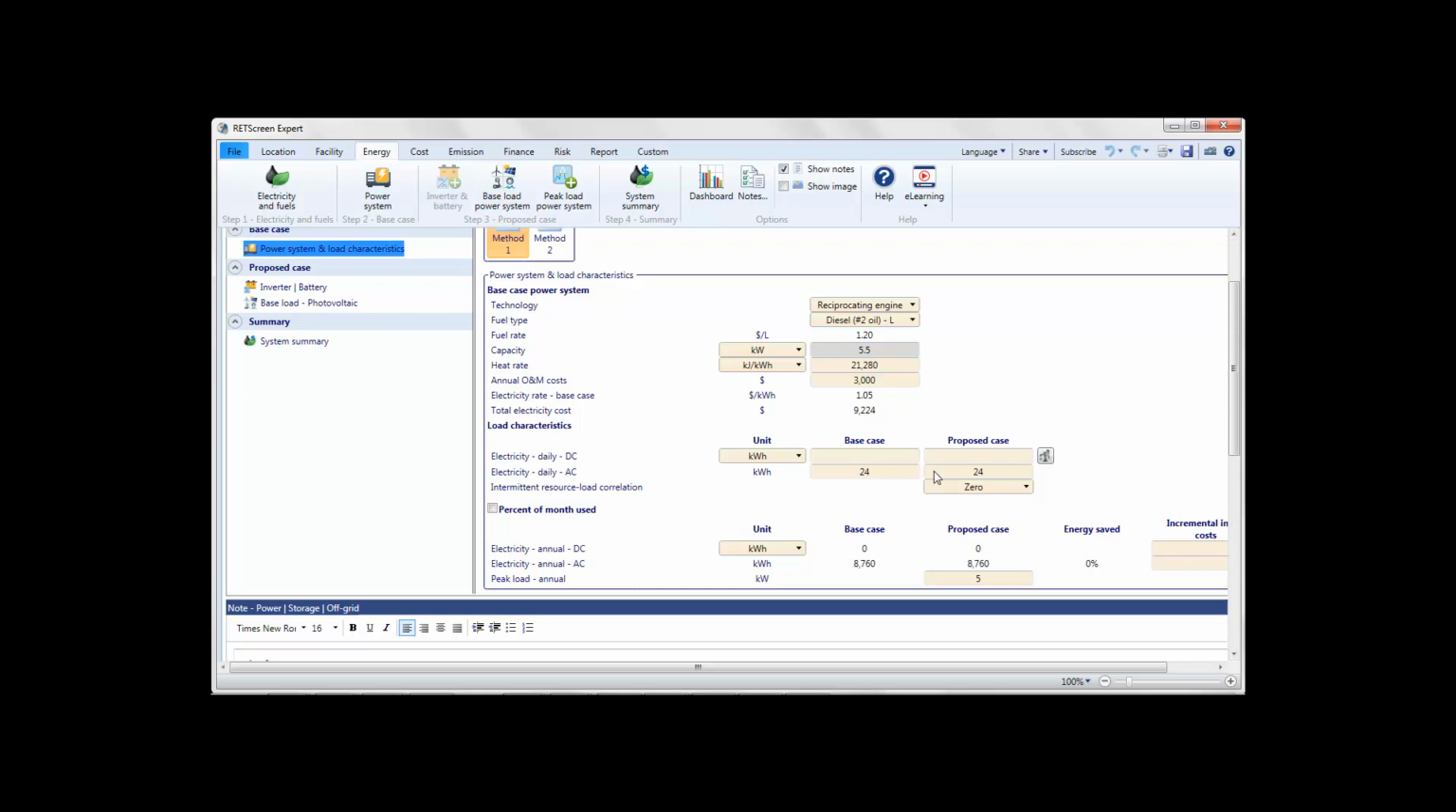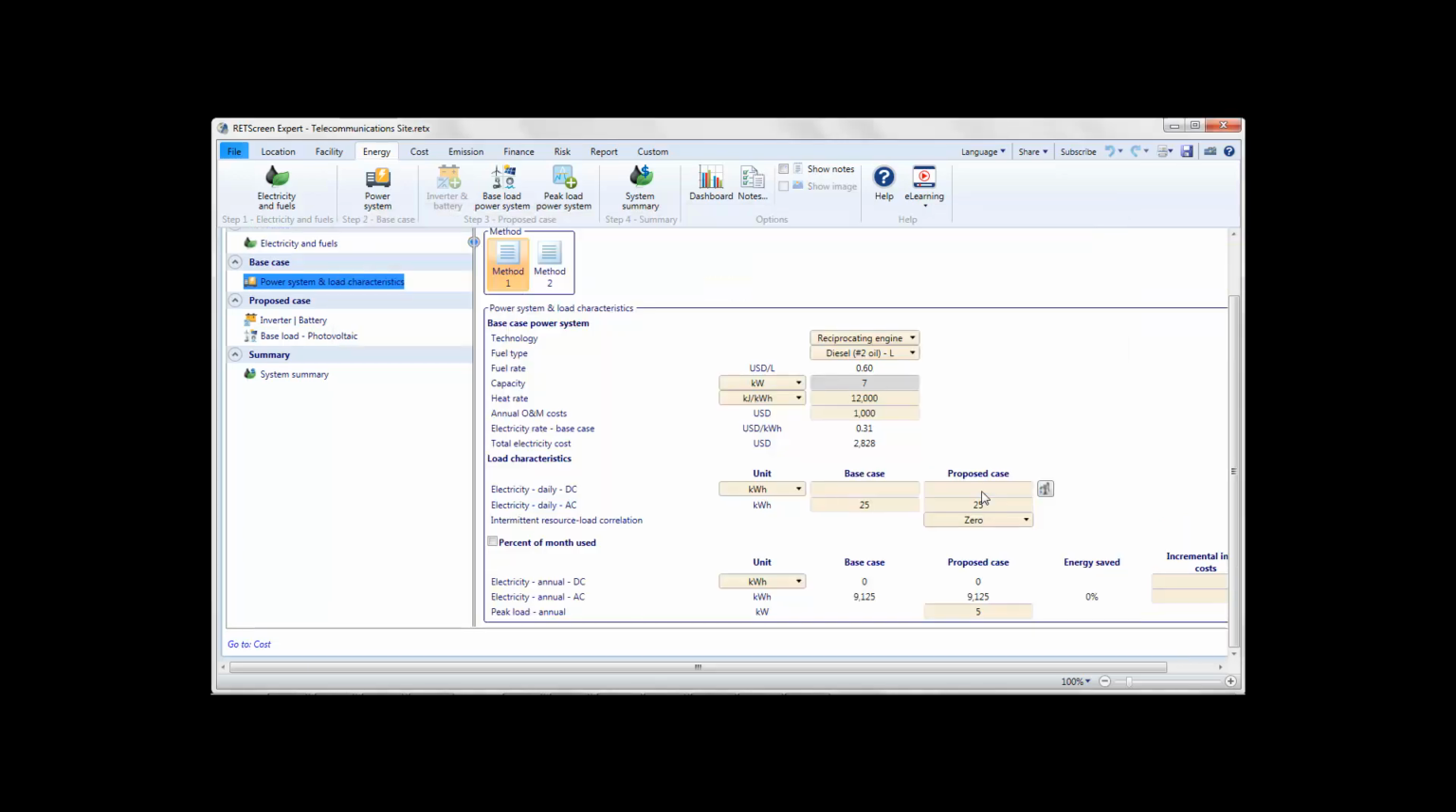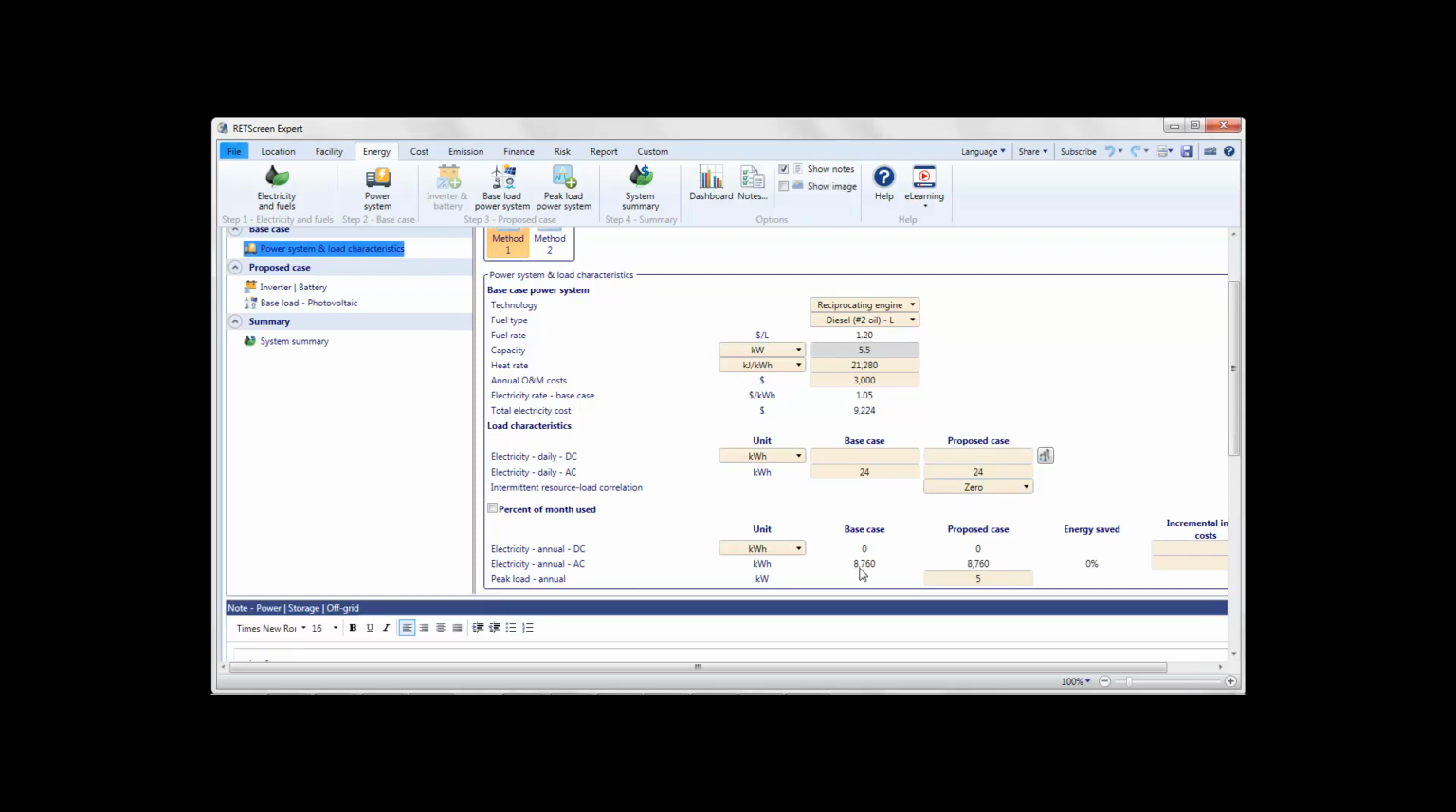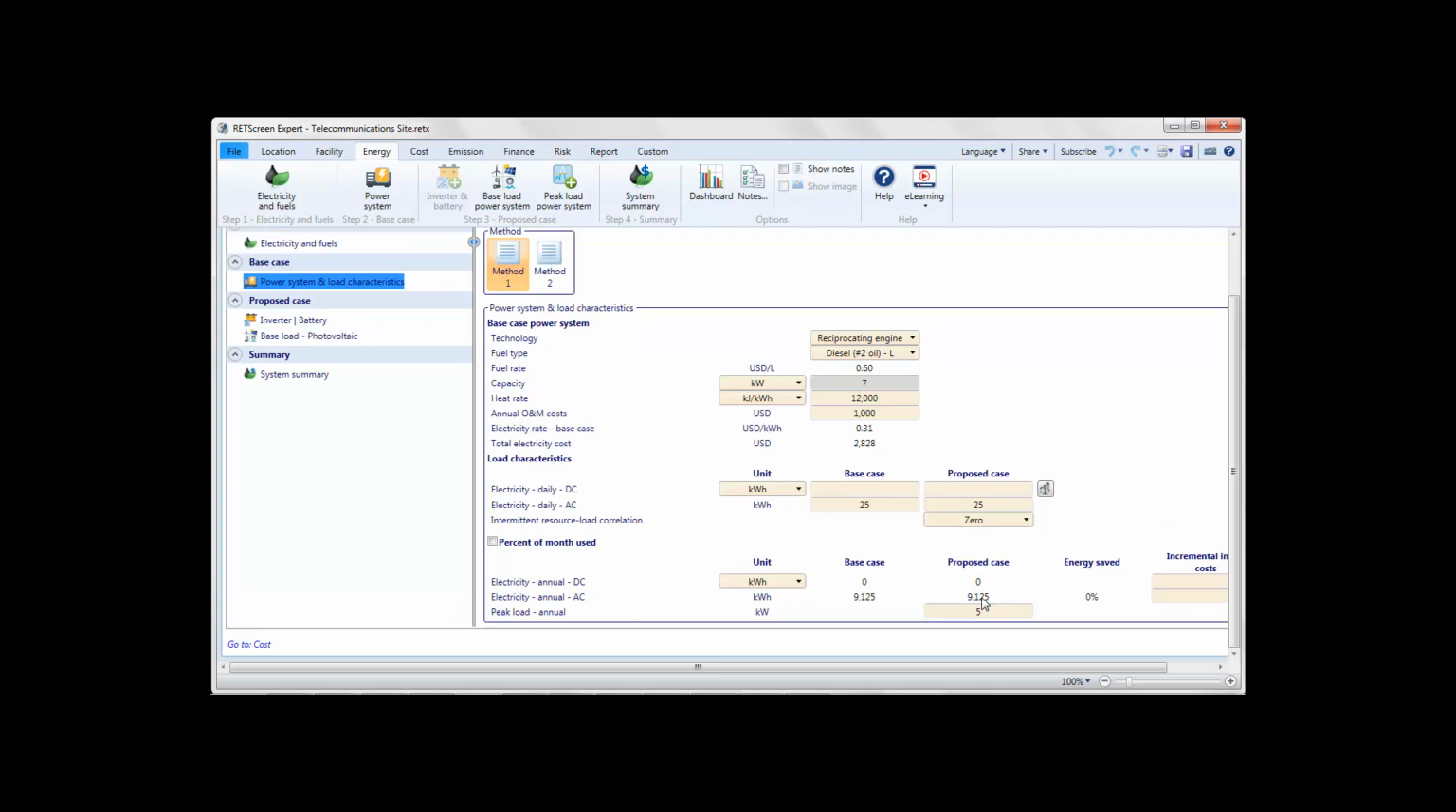The load here is 24. We have 25. It's picked 0 intermittent resource correlation, so we're very close there. And the load is reflected in the annual AC. It's picked entirely AC load by default, so that works for us as well. And the peak load, it's assumed, is 5 kilowatts, which happens to be the peak load that we've assumed as well.